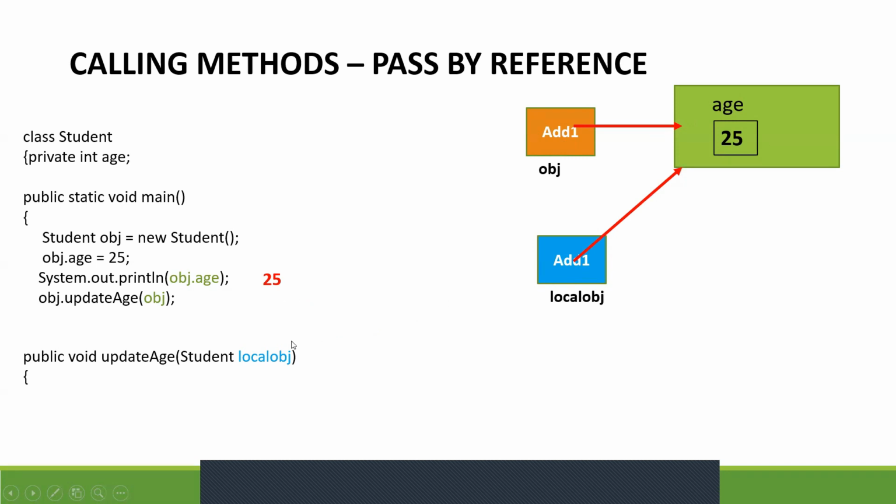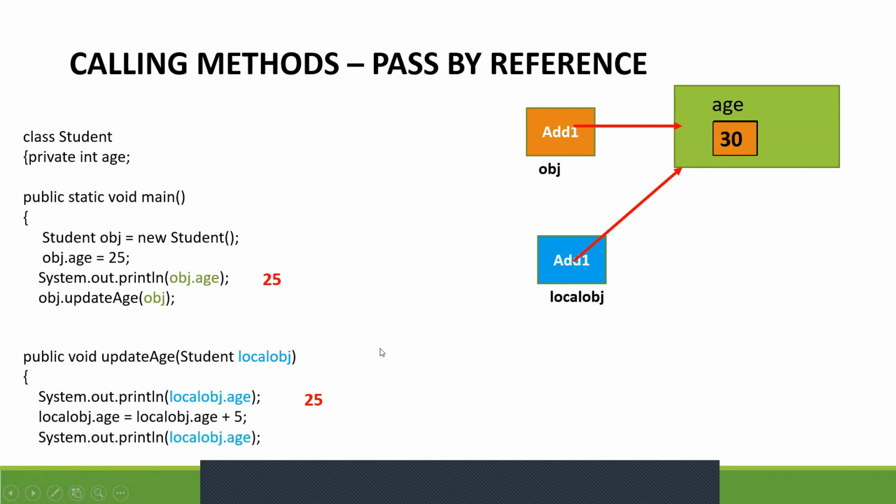Okay. Now, in this method, if we print localObj.age, fine, localObj, it will go to localObj, it will read an address and it will go to that same address location or memory location and print 25. If we change this value, saying localObj.age is equal to localObj.age plus 5, again the same thing, you're going to the same memory location and changing the value. So the value will become 30. If we print it in the method, it will print 30.